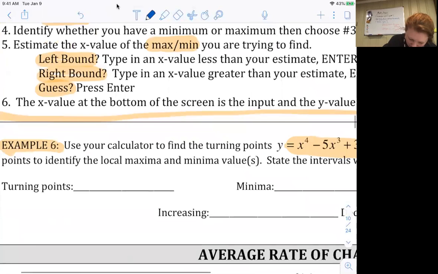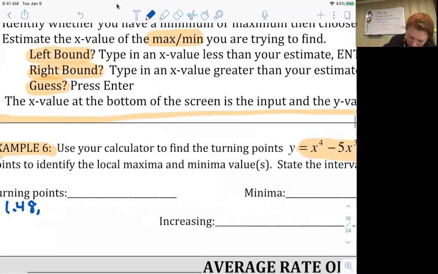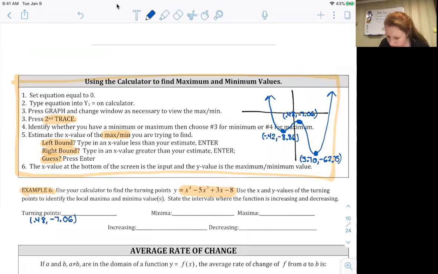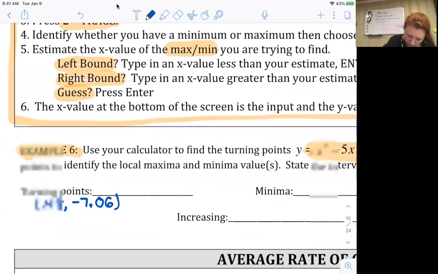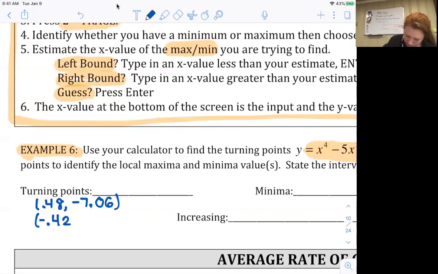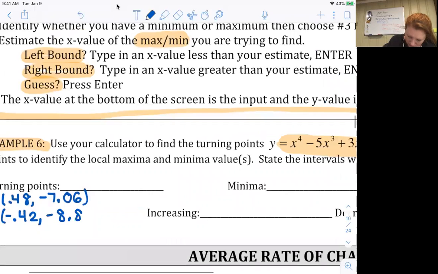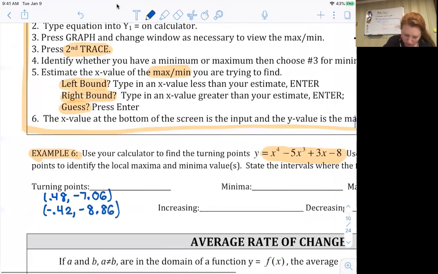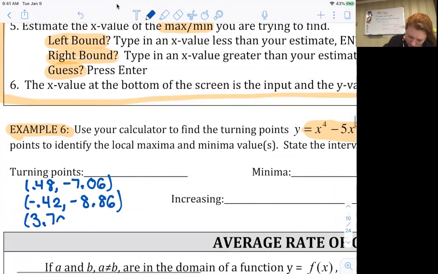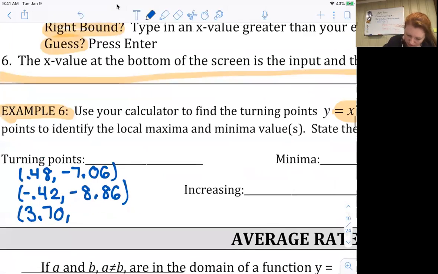So I've got 0.48, comma, negative 7.06. That's one. I have another one that is negative 0.42, comma, negative 8.86. And then I've got 3.70, and that's negative 62.75. Again, your turning points are just your max and mins, okay? But you have to use your calculator to find them.